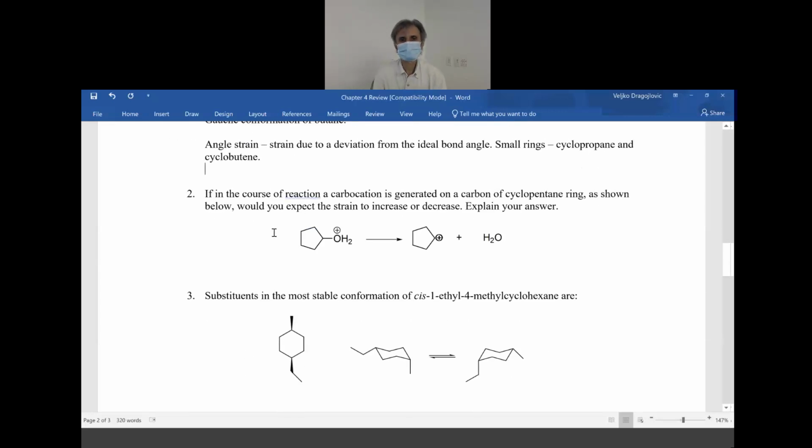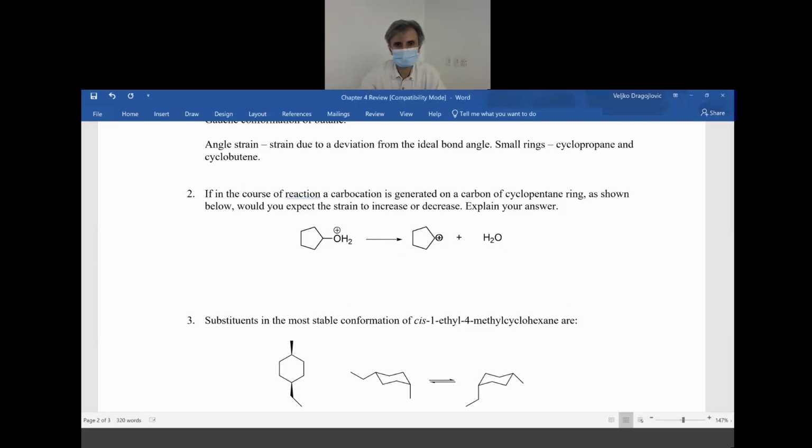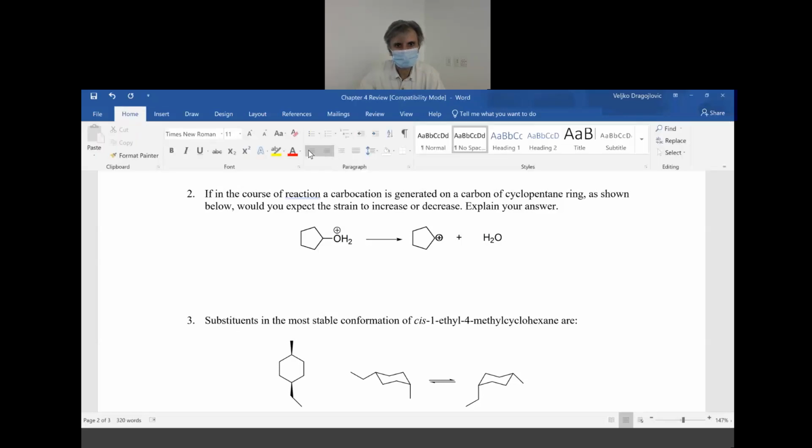Next one: in the course of a reaction, a carbocation is generated on a carbon of a cyclopentane ring as shown below. So here you have cyclopentanol that was protonated and then loses a molecule of water to give a carbocation. So a carbocation is generated on a carbon of the cyclopentane ring. Would you expect strain to increase or decrease? First thing you have to consider is what kind of strain is present in this molecule.